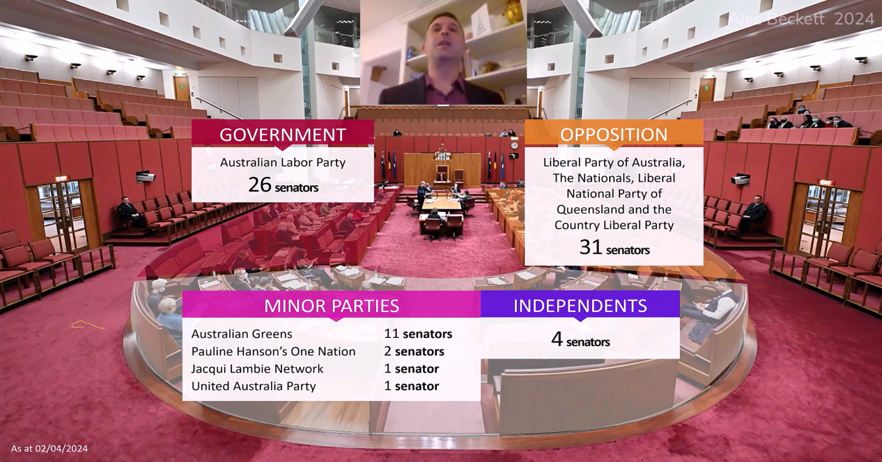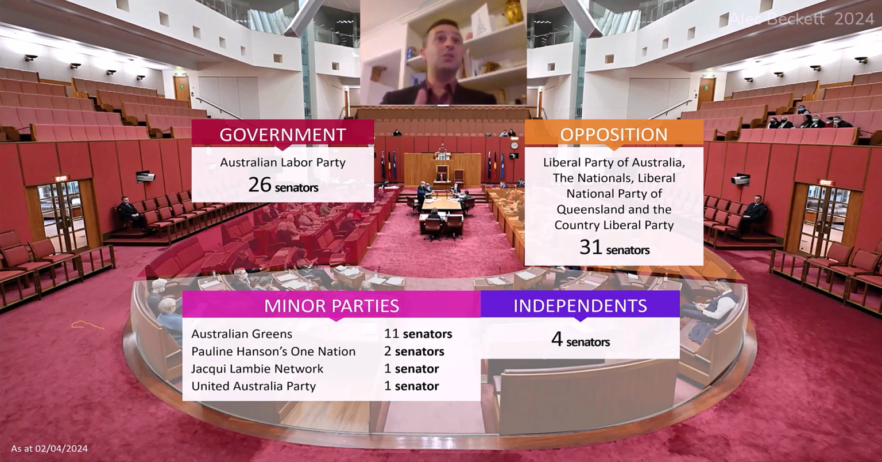So the crossbench are hugely powerful in the Senate. That's why this ends up being the House of Review, because stuff needs to get negotiated. If the opposition are against it, they're going to need to get the minor parties and the independents, or at least enough on board. Now, 39 is what you need here. The opposition are on 31. They only need 8. The Australian Greens are on 11. In other words, if the Australian Greens go with the opposition, it's a done deal. They've given 11 out of 8. It's over. So the government require the Australian Greens and at least 2 more to get 13 to get them to 39.